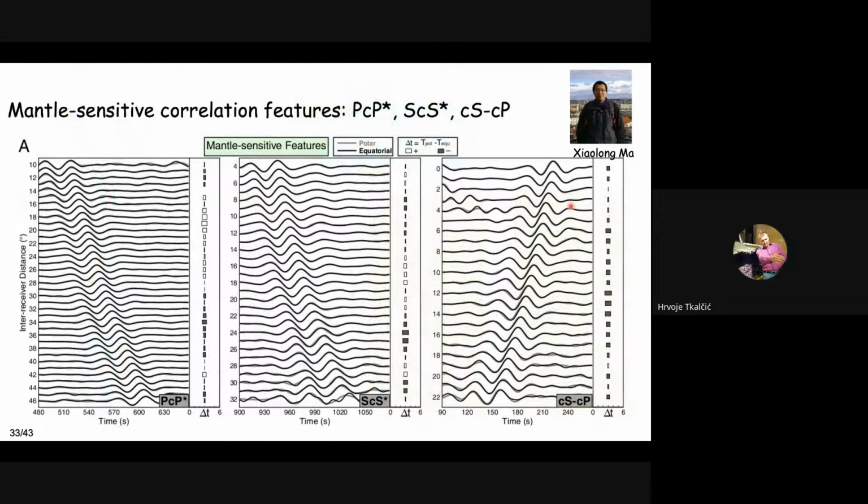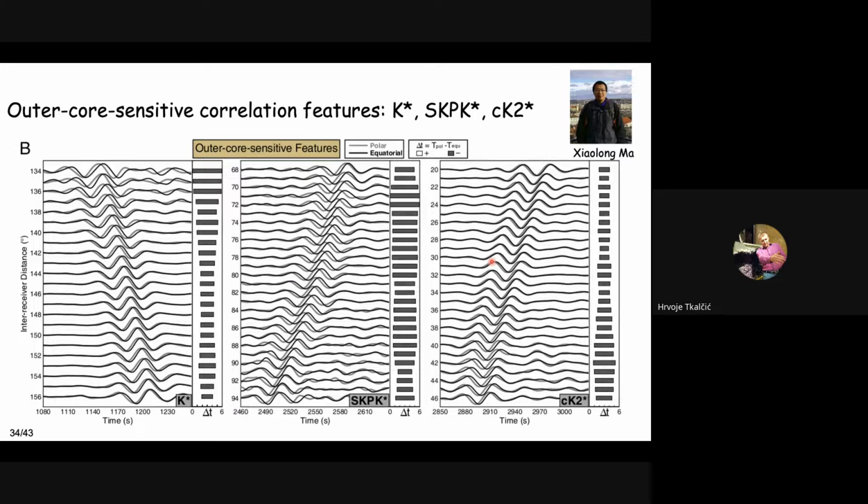And indeed, when you compare the waveforms, so when you compare some features that are sensitive only to the Earth's mantle, you don't see any difference between the polar and equatorial group, as you can see here. One is in black, one is in gray. However, when you look at the liquid outer core and the features that are sensitive just to the outer core, you can see a huge difference between the polar and the equatorial group. The polar group is advanced by about 6 seconds in comparison with the equatorial group.